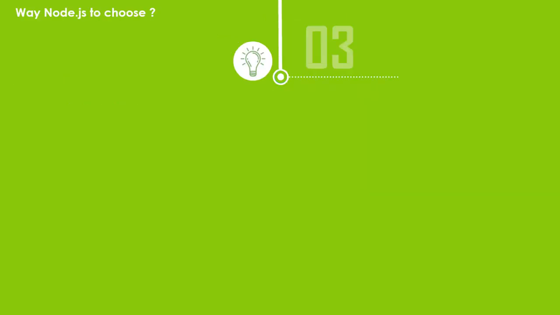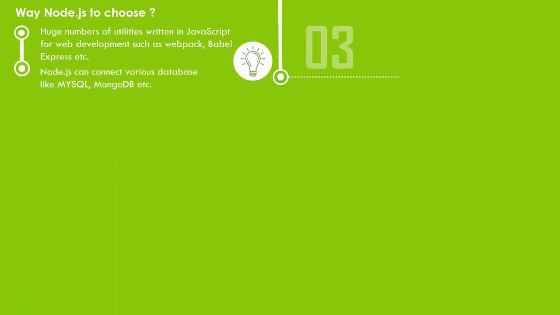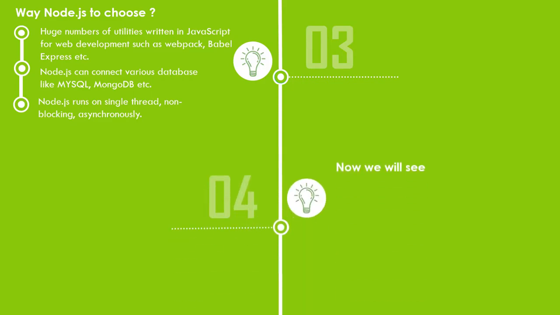Why choose Node.js? Because Node.js has a huge number of utilities written in JavaScript for a web developer such as Webpack, Babel, Express.js. These are the frameworks that help the developer to create their website or application so simply and quickly. The next thing is that Node.js can connect with multiple databases such as MySQL, MongoDB, etc. Node.js runs single-threaded, non-blocking and asynchronously.